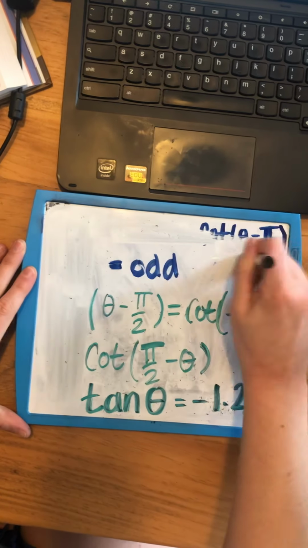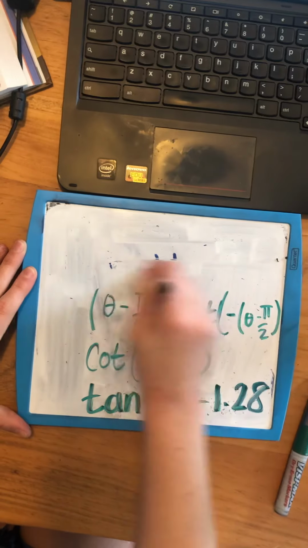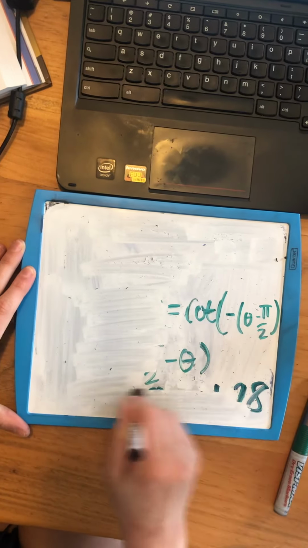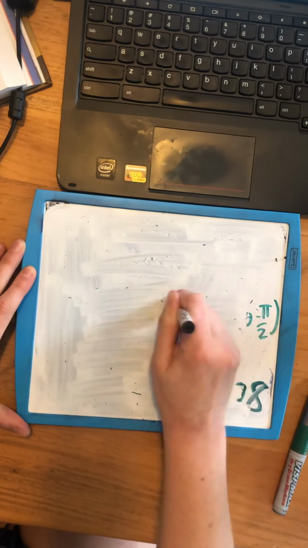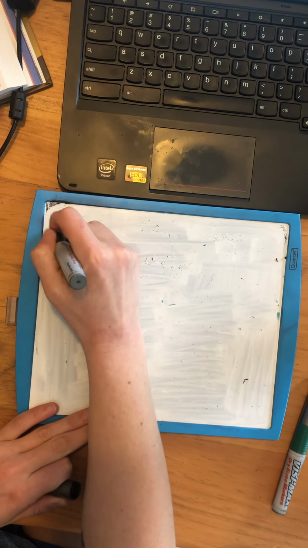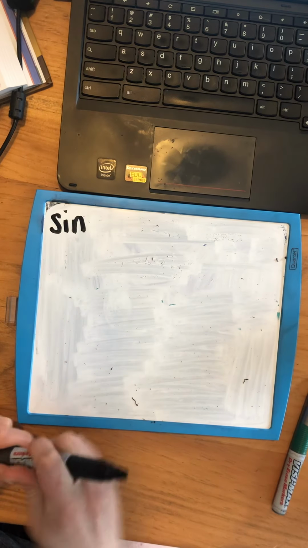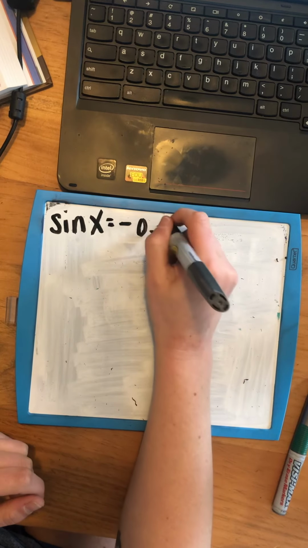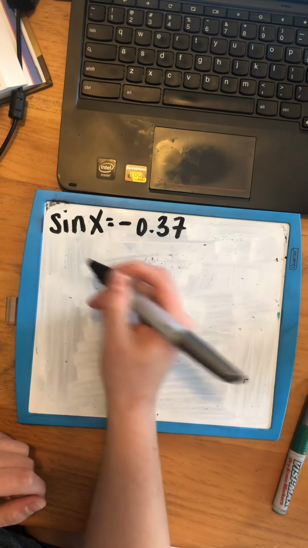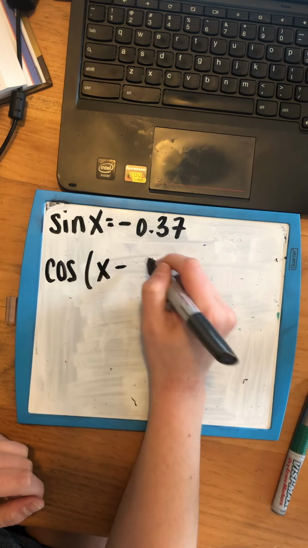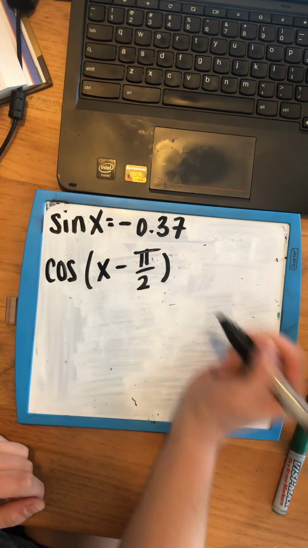Okay. Now what? Let's do one more. Okay. So if sine of x is negative 0.37, and we want to find cosine of x minus pi over 2.